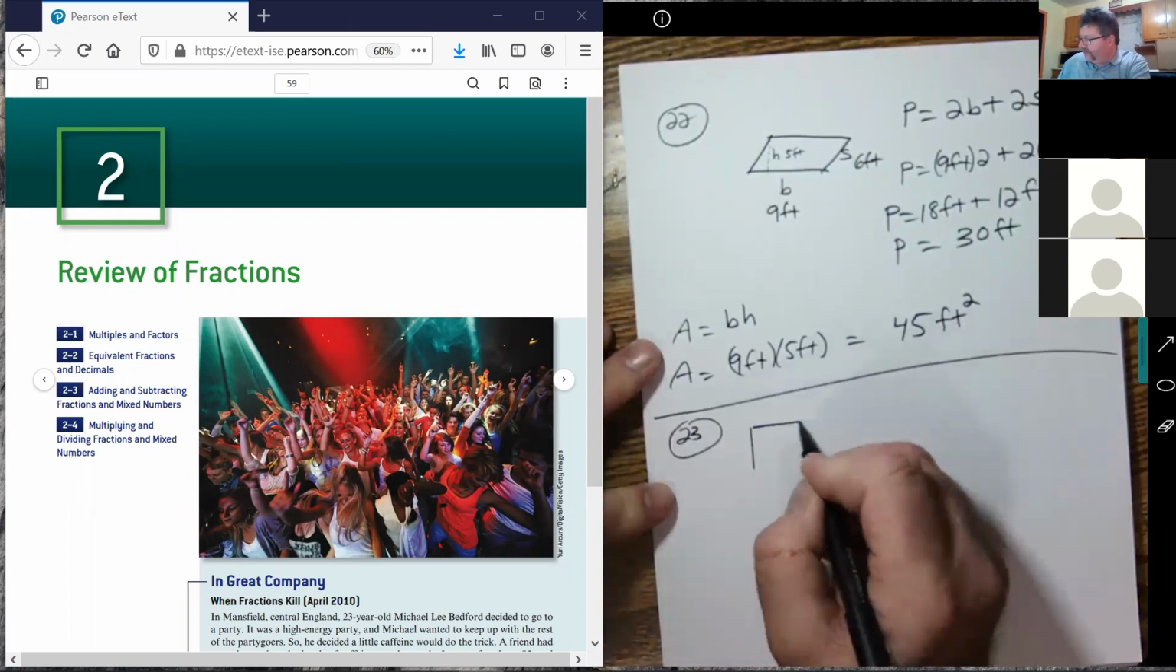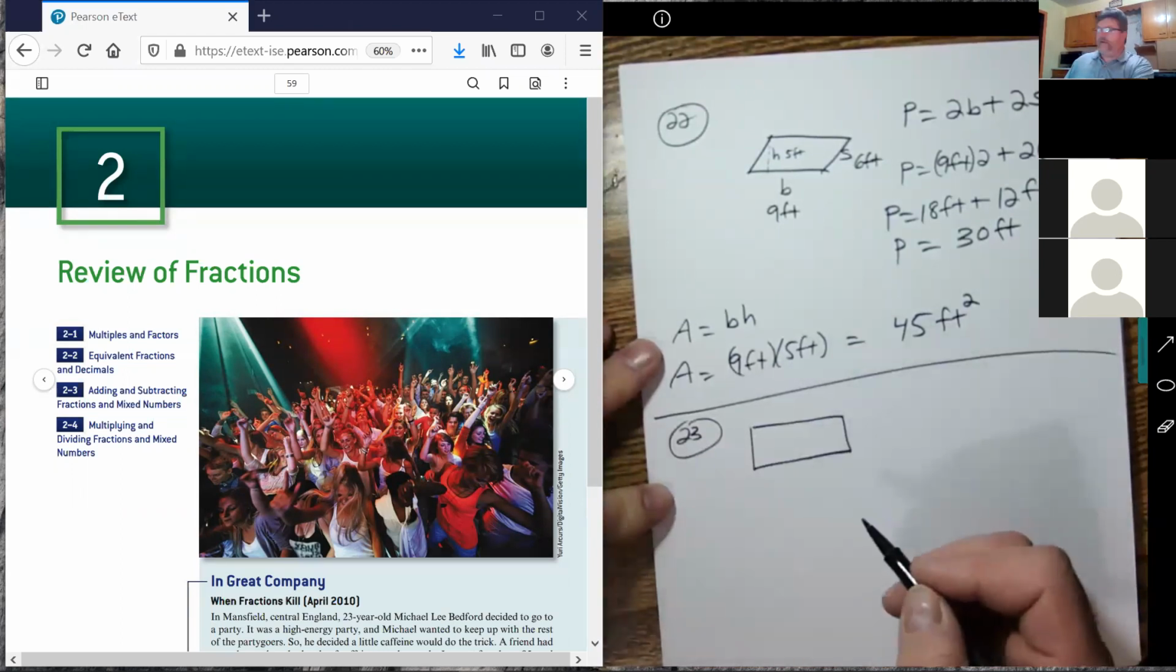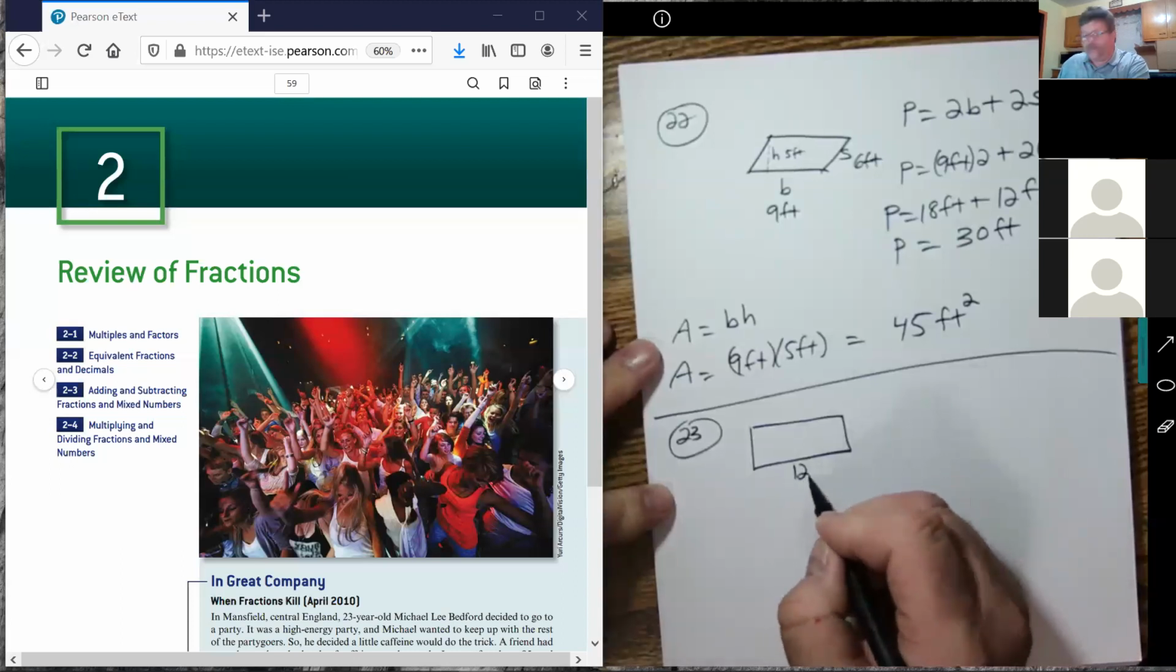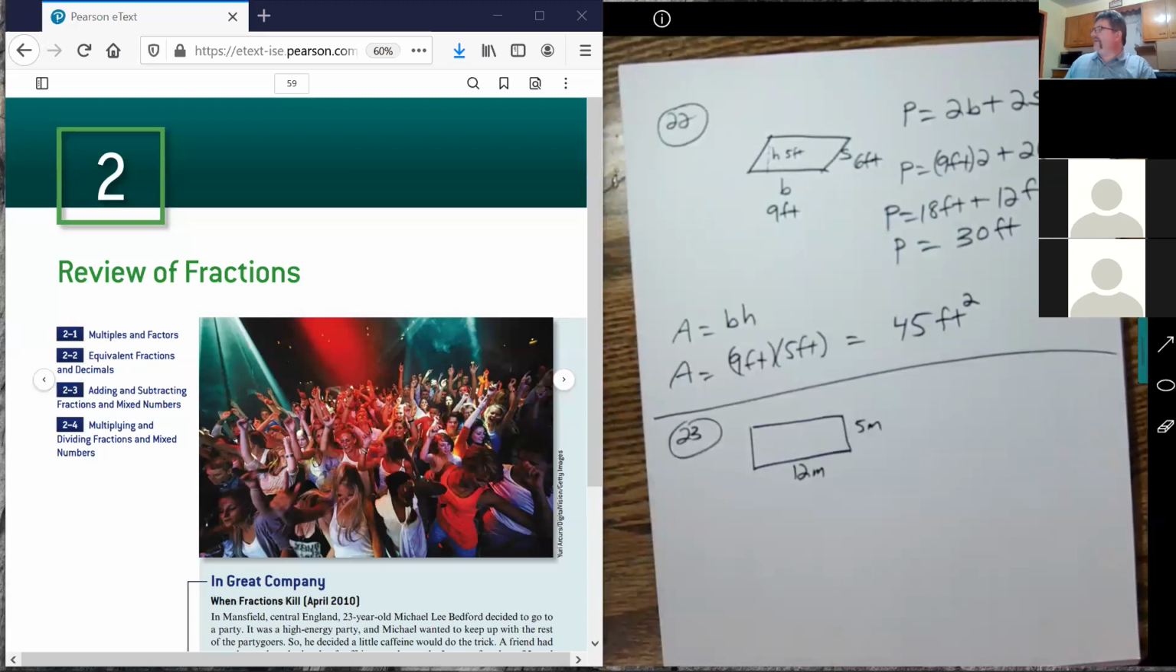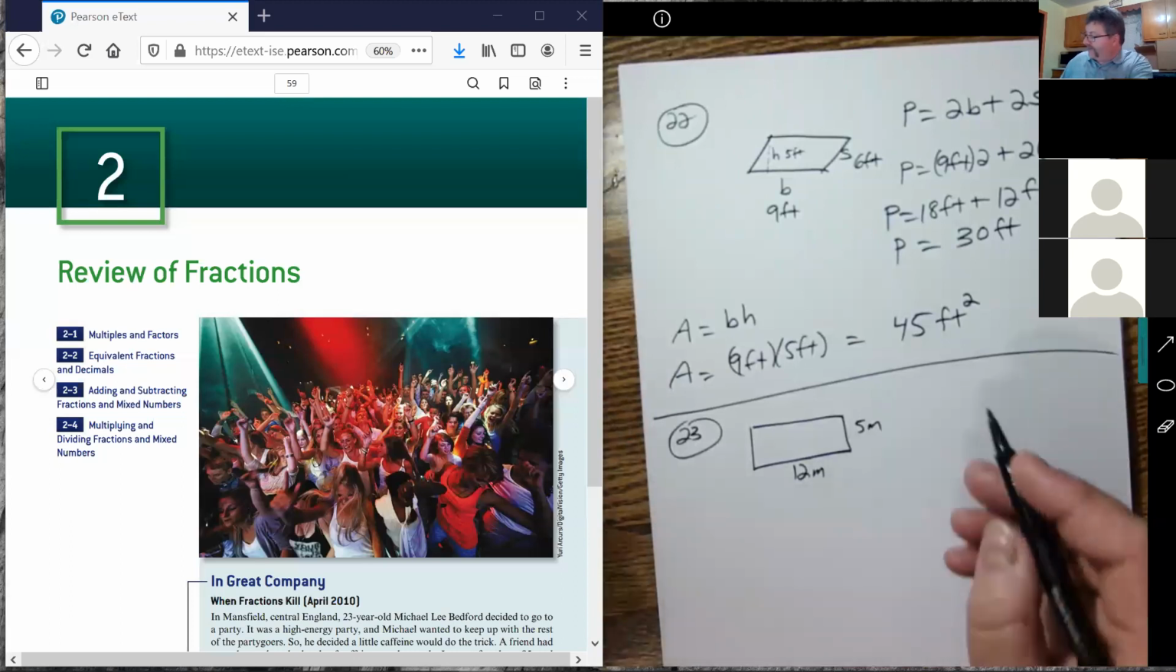Problem 23 is a rectangle, which is just kind of a simplified parallelogram. You notice these formulas are all really similar because these shapes are really similar. A rectangle, we just think of a length and a width because the width is the same thing as the height. The parallelogram is kind of like a squished rectangle. So now we just got a regular rectangle.